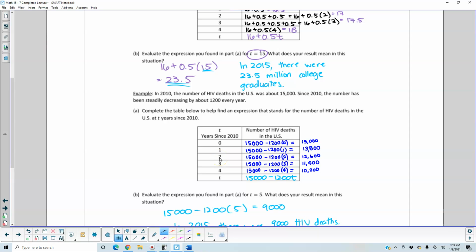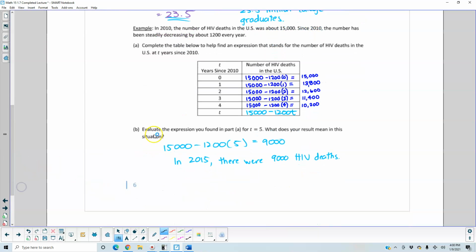Likewise, 2 years since 2010 is going to be 15,000 minus 1,200 times 2, which is equal to 12,600. In year 3, 15,000 minus 1,200 times 3, which is equal to 11,400. And in year 4, we would have 15,000 minus 1,200 times 4, which is equal to 10,200. And in year T, it would be 15,000 minus 1,200 T, and therefore that is the expression that stands for the number of HIV deaths in the U.S. at T years since 2010.